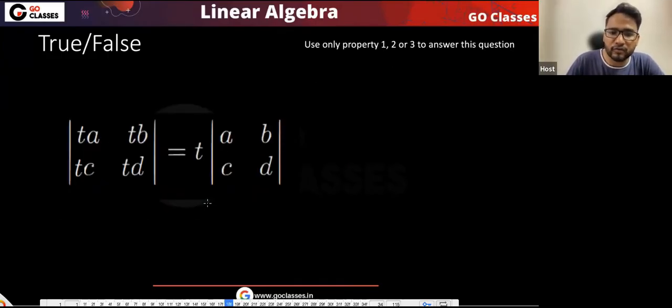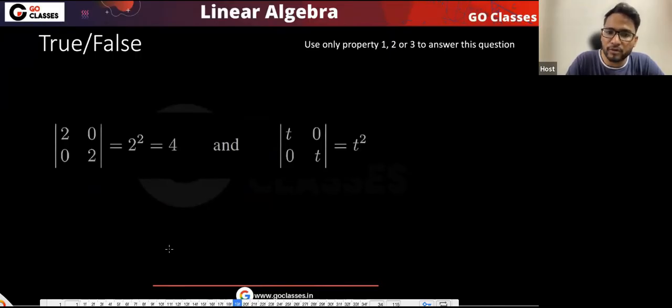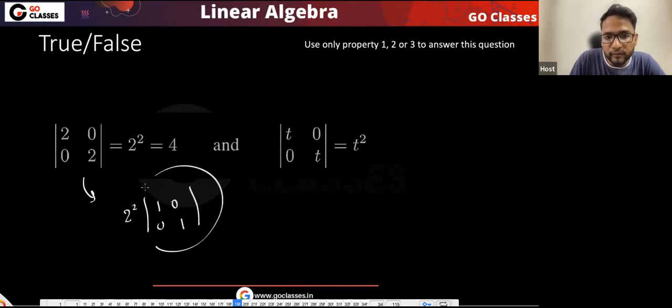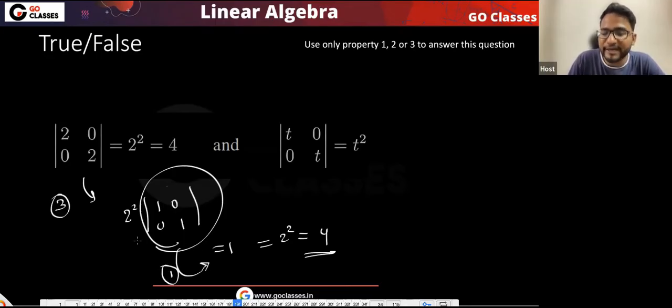Tell me whether this is true or false. This is clearly false, as we have seen. Now, tell me whether this one is true or false. Which property are you applying here? You are applying 1 and 3. You apply 3 to take 2 common 2 times, and then you apply property 1 to make it 1. That's why the final answer is 4. From here to here, you are applying property 3, and from here to here, property 1, because the identity matrix determinant is just 1.